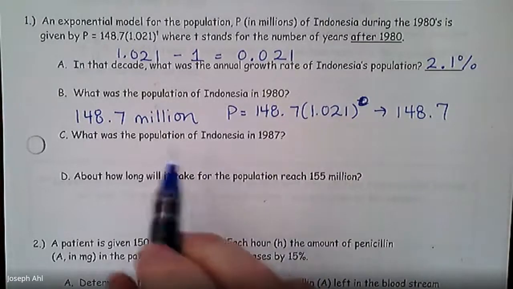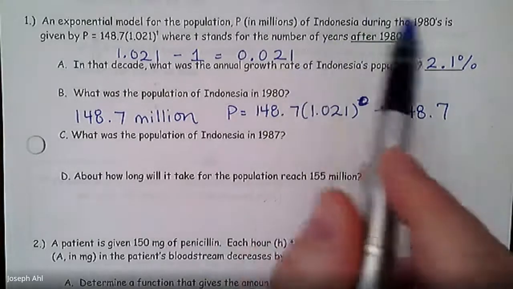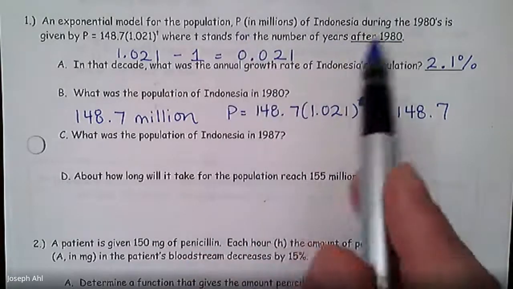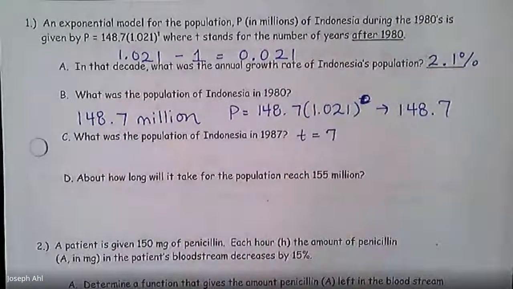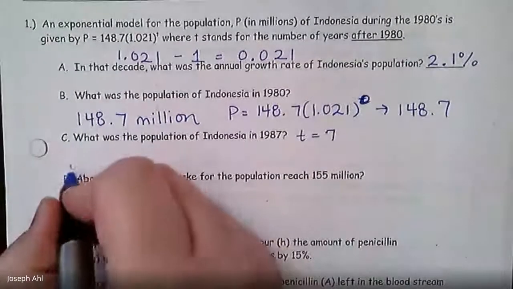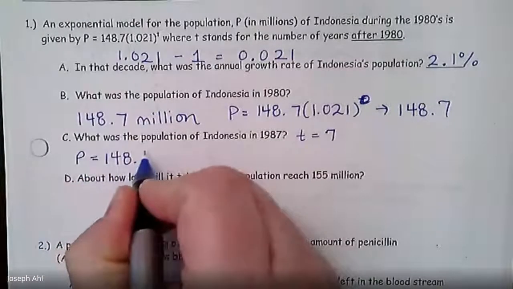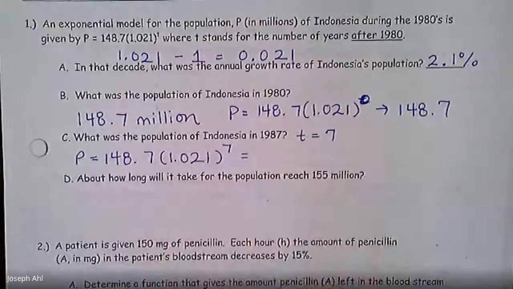Okay. What was the population in 1987? So in 1987, how many years after 1980 is that? That's the important piece. If t represents that, then t would equal 7 in this instance. So we're going to go ahead and plug in 7 for t and figure out what the population was in 1987. Definitely need the graphing calculator for a lot of what we'll be talking about today. So now's a great time to find that.